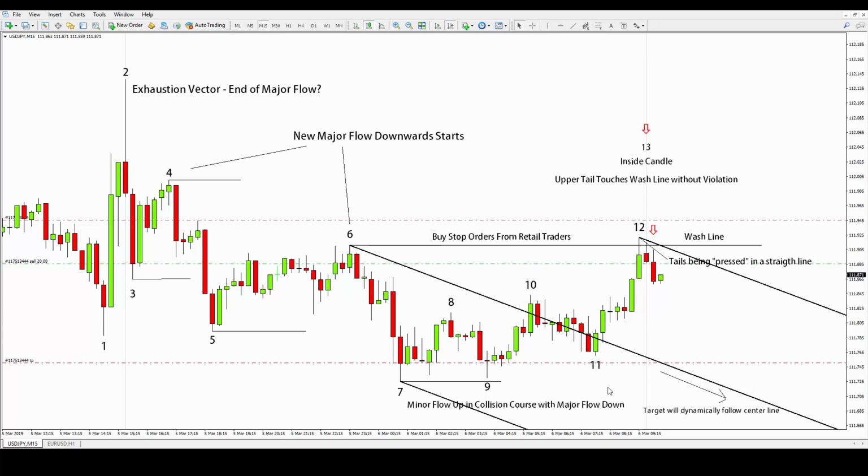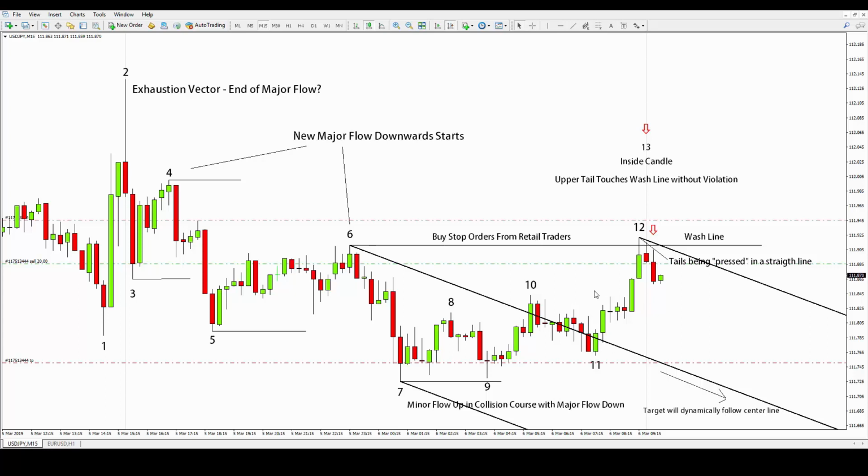Notice that the vector between number 7 and number 12 is so long that it is possible to identify the minor flow going up inside. In other words, we can see the higher highs and higher lows of the minor flow from number 7 to number 12 on a collision course with the major flow downwards.